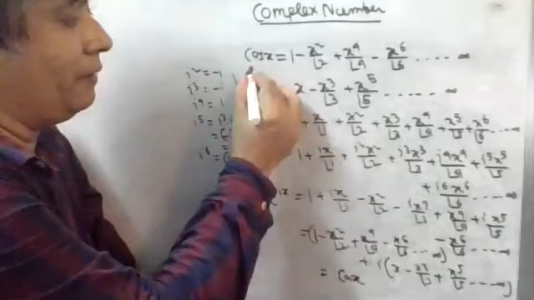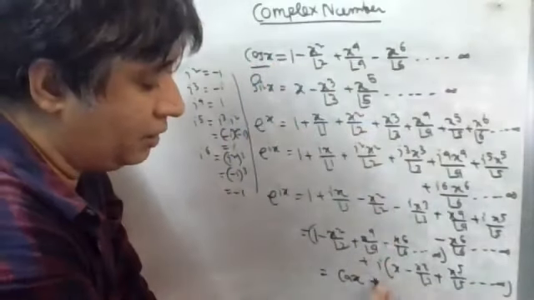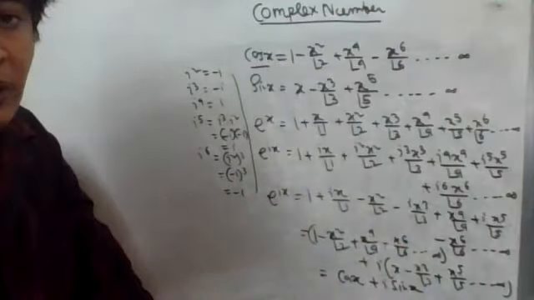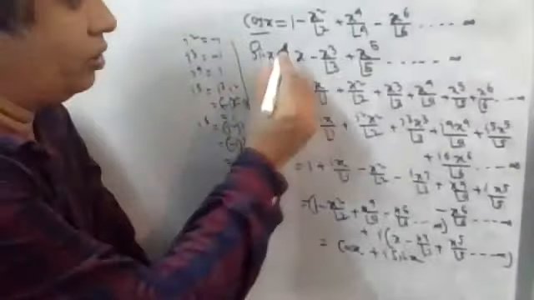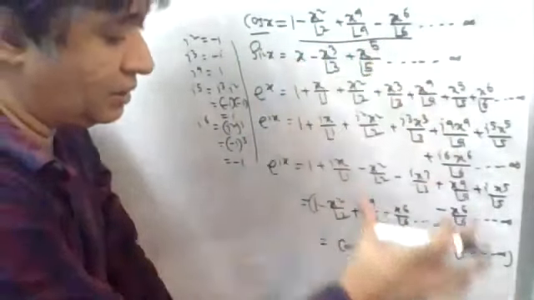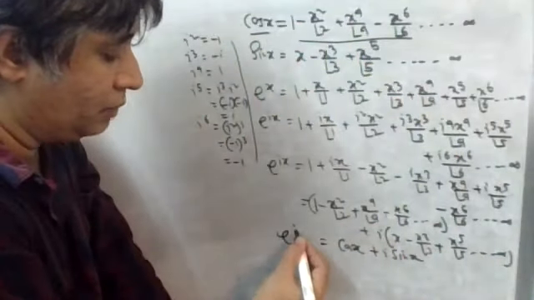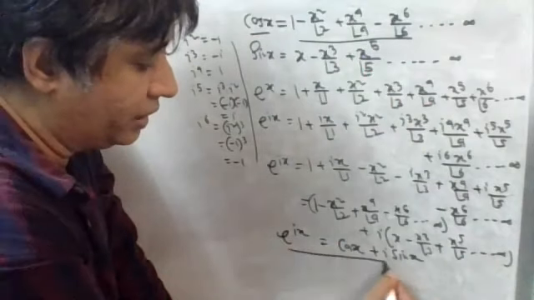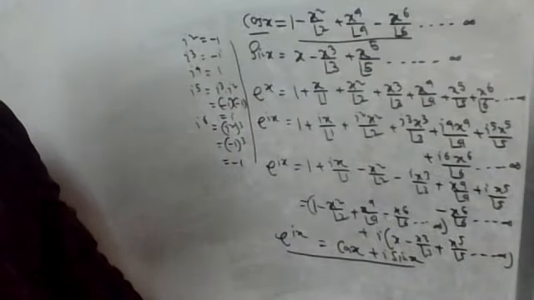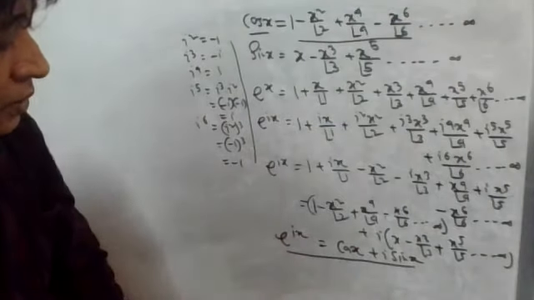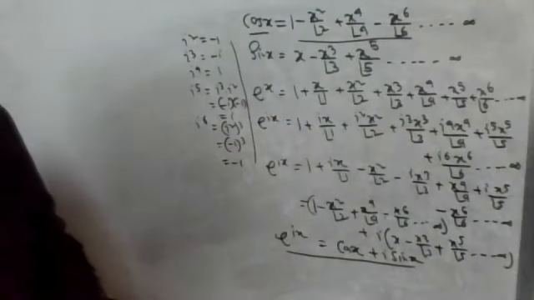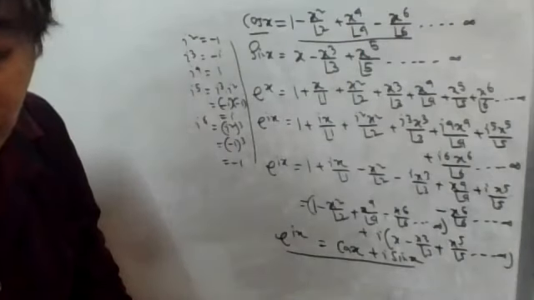You have got this property a few minutes back, cos x plus i sin x. You have got cos x, which is this result; plug the value and put it here. Sin x is this result; put it here. So e to the power ix is cos x plus i sin x. Hope you understood. So note down this important result, which we will apply further.